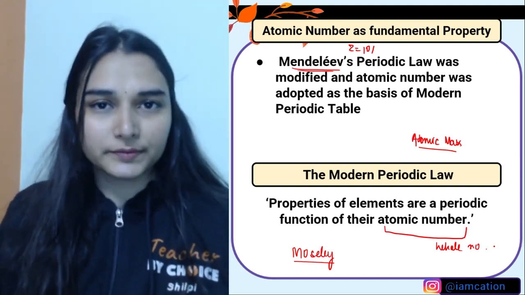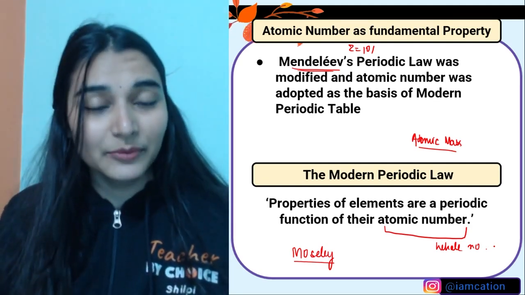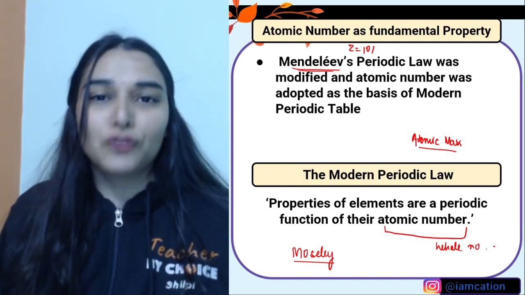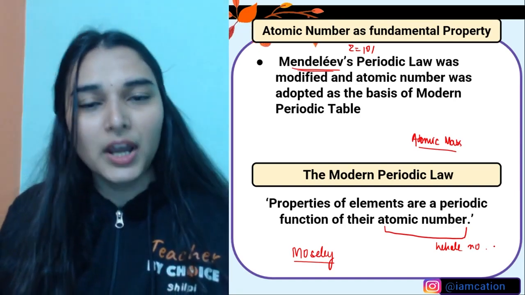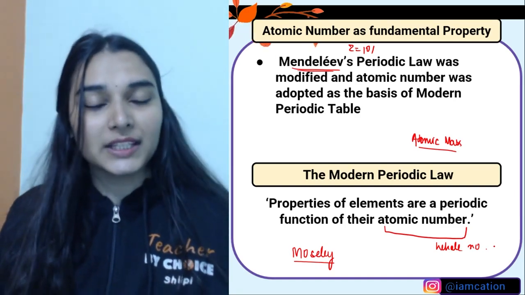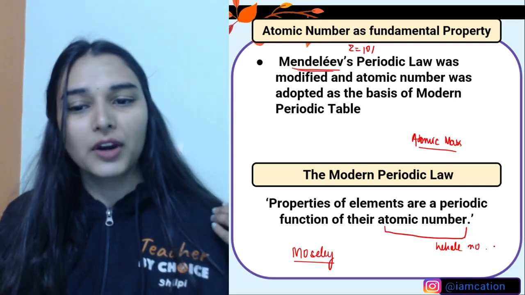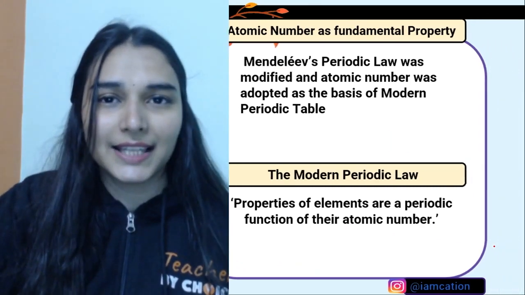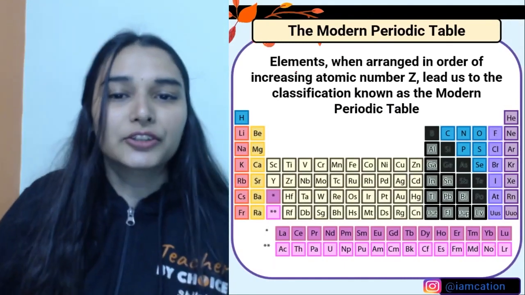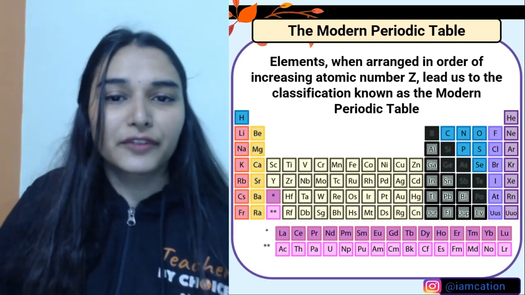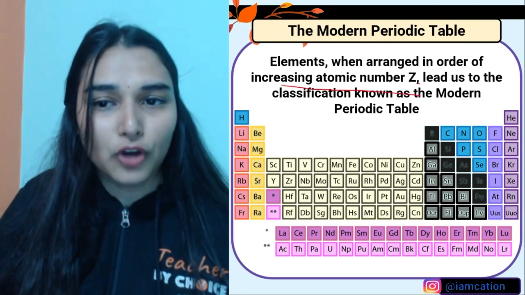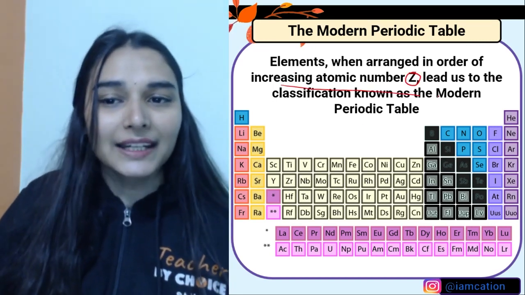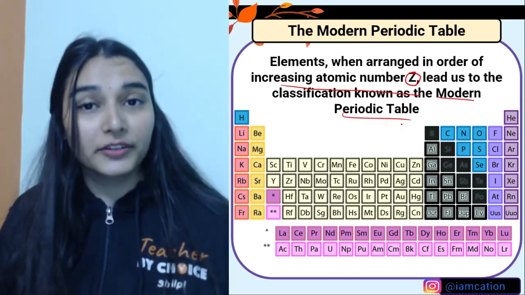So what did he do? Moseley said that this time we're going to arrange the elements in increasing order of their atomic number, and on doing so, elements having the same properties were repeating themselves. Now, how is it possible? And what was the repetition? We need to understand how exactly we can say that. When the elements were arranged in order of increasing atomic numbers, that led to the classification of the modern periodic table.